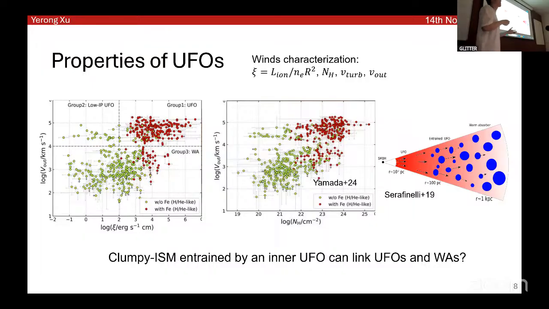The idea is that the cold, clumpy interstellar medium could be entrained by the typical highly ionized UFOs from the inner accretion disk during their propagation. So that's why they could have such a high velocity, but be much cooler. So this kind of UFO could work as an intermediate state between the typical UFOs and the warm absorbers. However, their relationship has still not been really confirmed. It's still an open question.